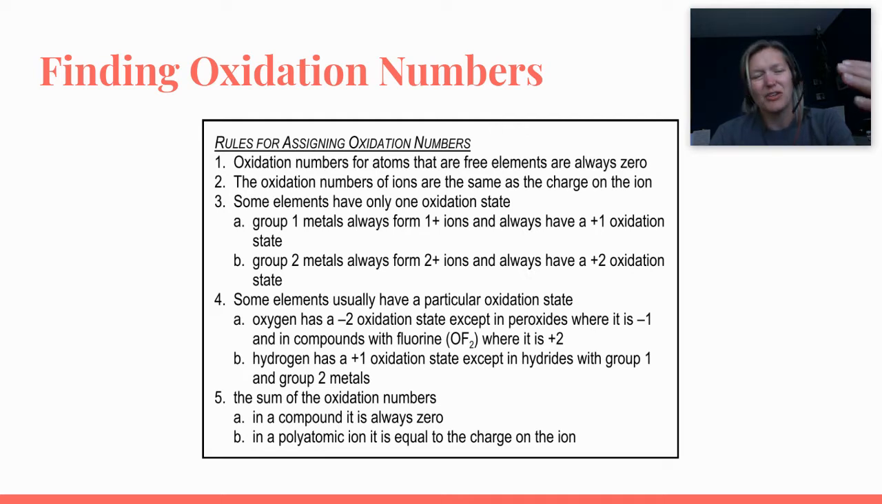Assigning oxidation numbers. Here are your rules. You need to follow them. They're meant to be followed in order. They are in your packet, so you don't have to write all of this down. Some of them we know. Group 1 is always +1. Group 2 is always +2. Okay, those are the rules.